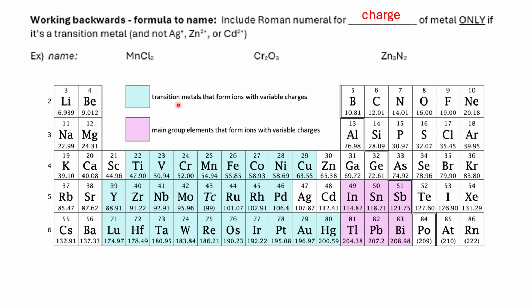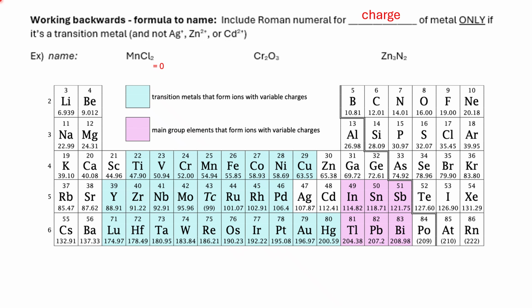So manganese, our first example, manganese is colored in here. It's a transition metal. It has a variable charge. So we can't just call this manganese chloride. We have to figure out what the charge is. And the way that we do that is pretty simple. We know that the total charge on the compound has to be 0, right? All compounds will add up to 0 because the electrons are simply being transferred within the compound. They're not coming from outside of the compound or going anywhere else. So we know the total charge is 0.